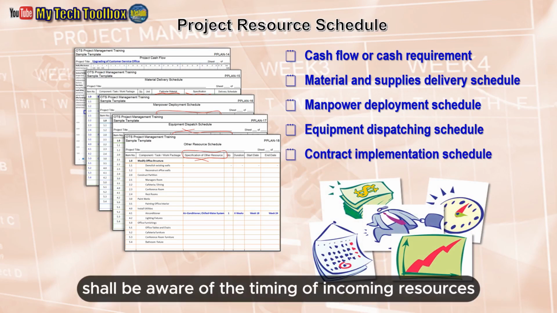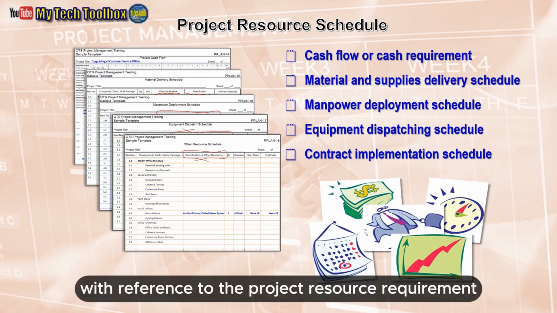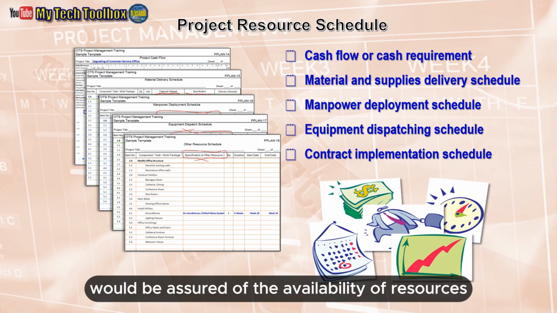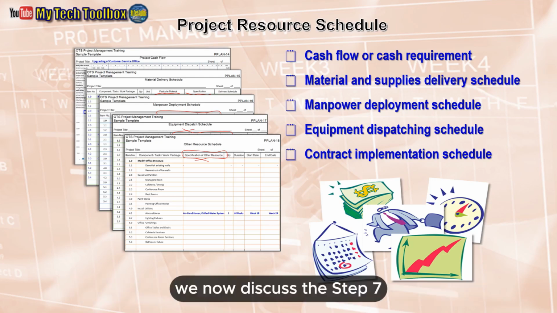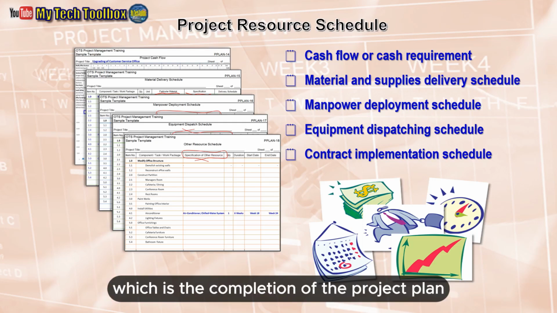Project team shall be aware of the timing of incoming resources during project implementation. With reference to the project resource requirement schedules, the project execution would be assured of the availability of resources for a smooth and successful project implementation. We now discuss Step 7, the final step of the project planning procedure, which is the completion of the project plan.